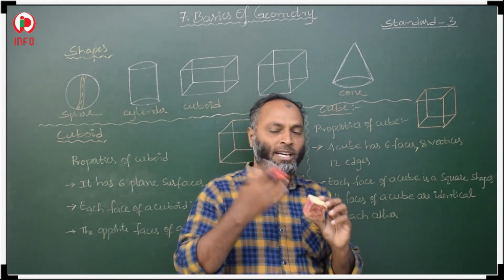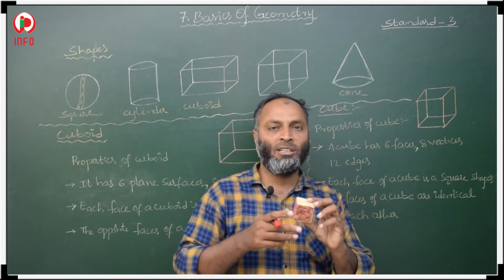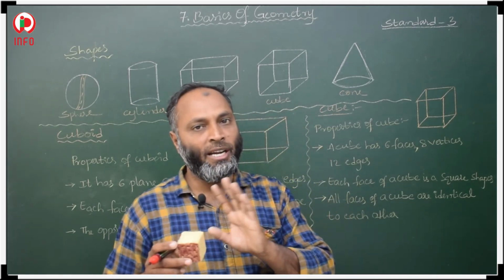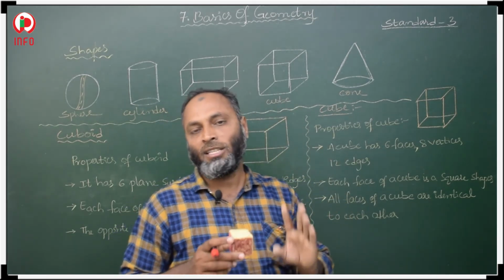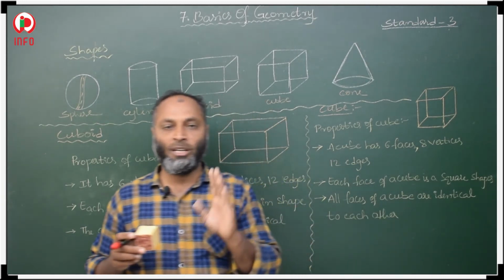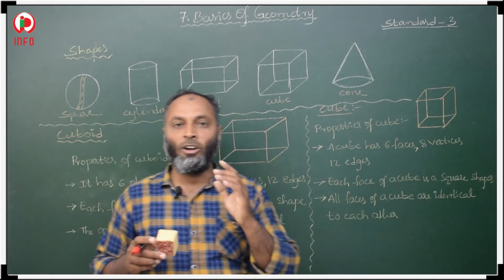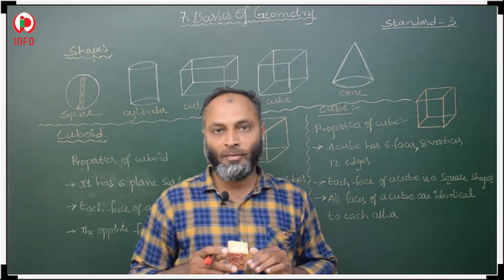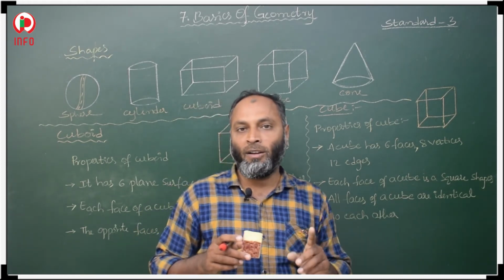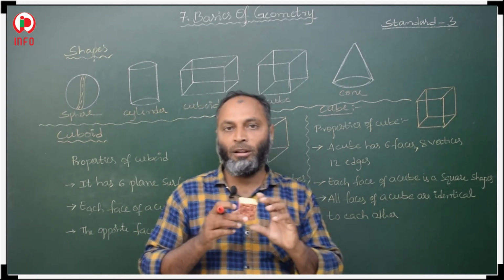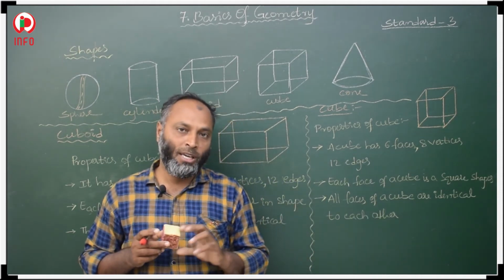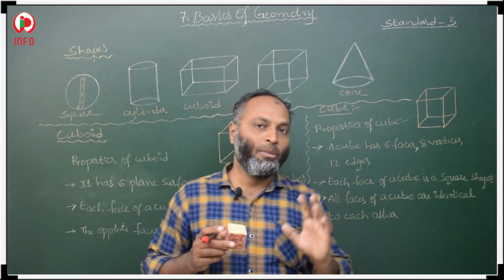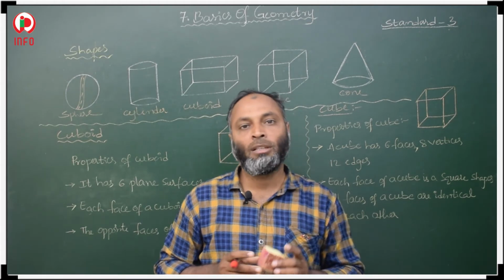The first face, second face, third, fourth, fifth, sixth. Total 6 faces are identical faces. Okay. All 6 faces are identical faces, but in cuboid it is not like that. Opposite faces are identical. In cuboid all are in rectangular shape, but in cube all faces are in square shape. Okay. These are the properties of cube and cuboid. Okay, students.